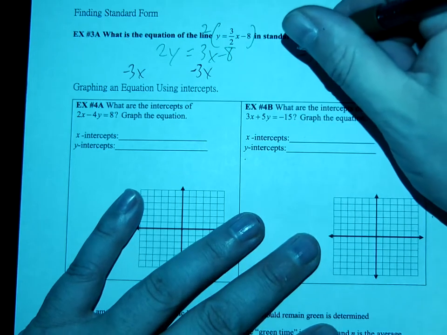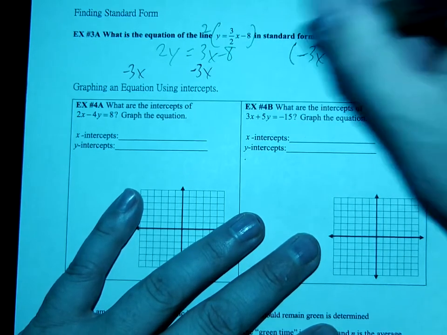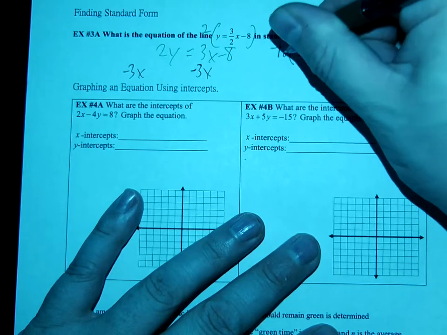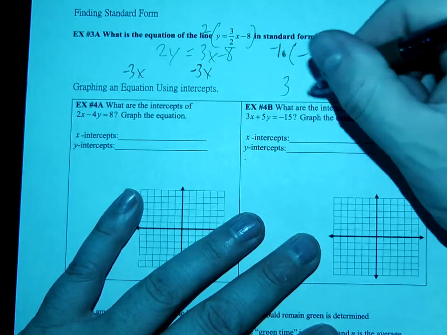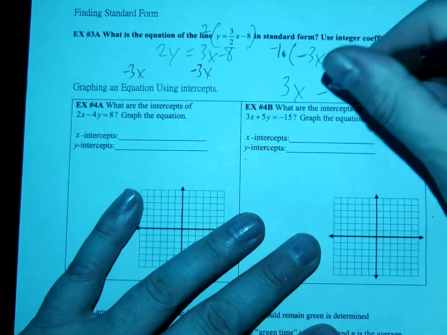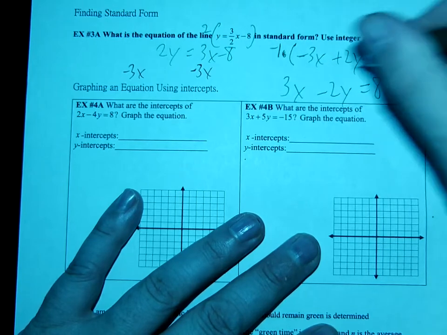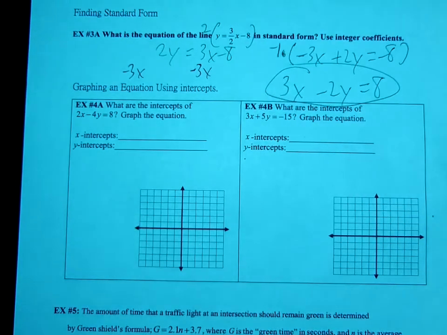Alright, so we're going to take this and multiply it by negative 1 so that the lead coefficient, the x coefficient, becomes positive. 3x minus 2y equals positive 8. That's just a formatting thing that you do with standard form.